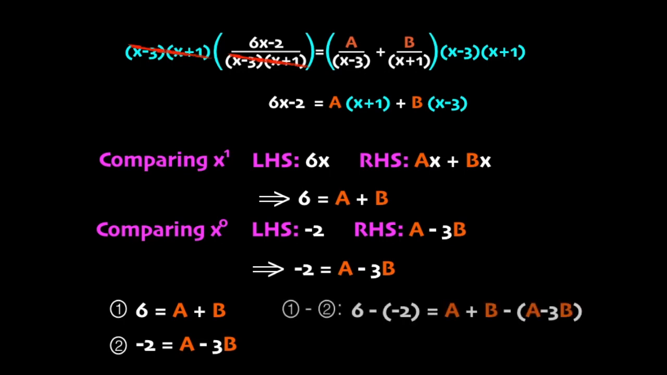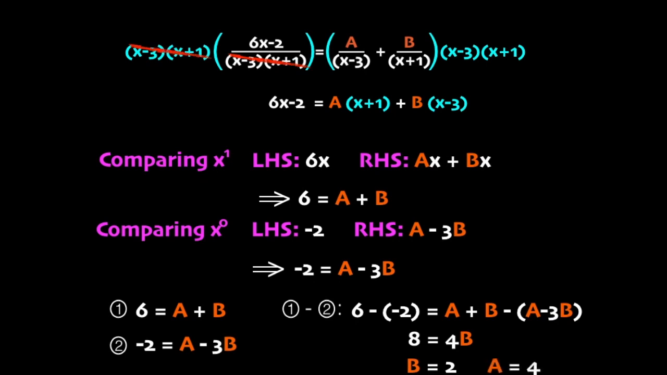So if we take equation number 2 away from equation number 1, then on the left we're going to have 6 minus minus 2, and on the right the a's are going to cancel, and we're going to be left with b minus negative 3b. Simplifying both sides is going to give us 8 is equal to 4b, so b is equal to 2, and using equation number 1 we can deduce that a is therefore equal to 4.